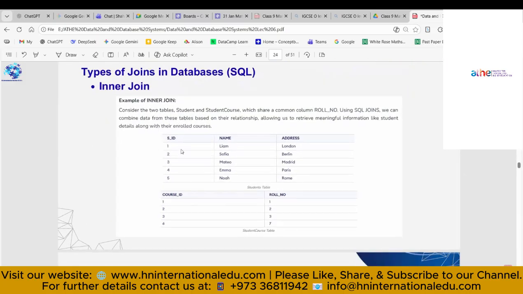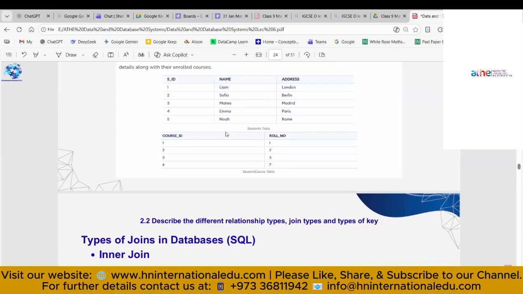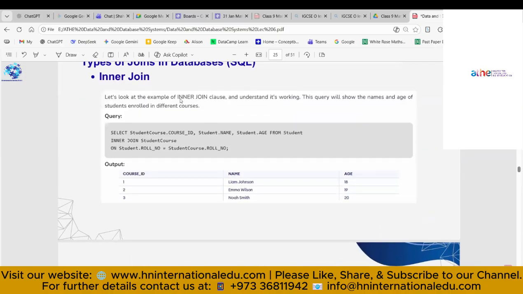Consider the two tables, student and student course, which share a common column, roll number. Using SQL joins, we can combine data from these tables based on their relationship, right? If they have a one-to-many or many-to-many relationship, based on that relationship we can combine the data which have the same records or rows, allowing us to retrieve meaningful information like student details along with their enrolled courses. Then let's look at an example of the inner join clause and understand its working.